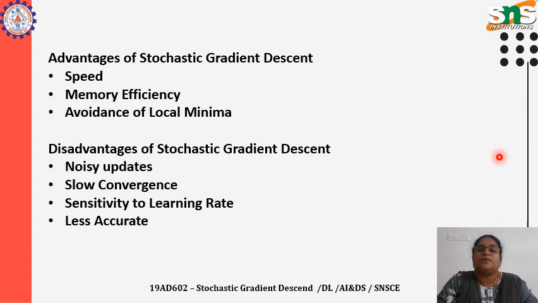The advantages of stochastic gradient descent are speed, memory efficiency, and avoidance of local minima. And if there are advantages, there will be disadvantages too. There are noisy updates because of randomness in the network, as I already said, because we select the values from maximum to minimum randomly. The path we have seen in the diagram is a zigzag, so it takes more time to reach the minimum. So the disadvantages are noisy updates, slow convergence, sensitivity to learning rate, and lower accuracy.